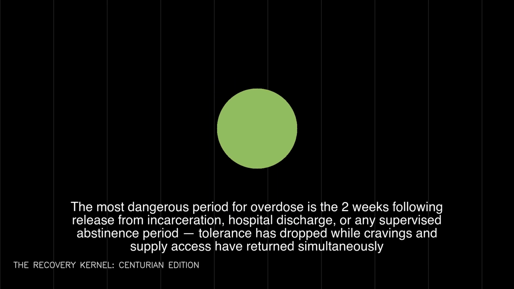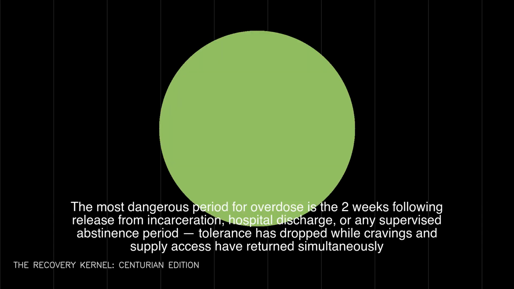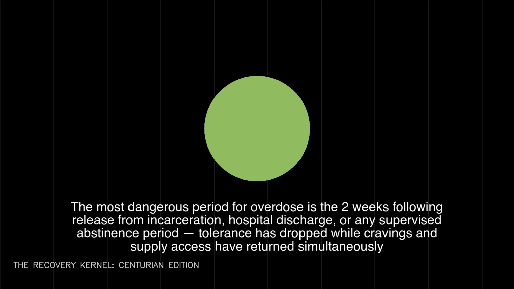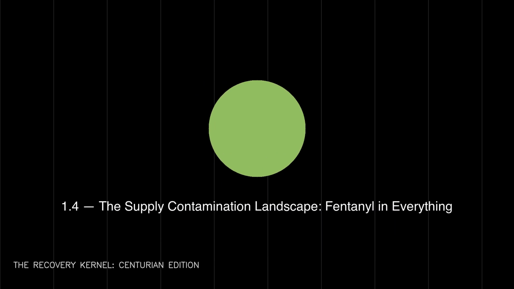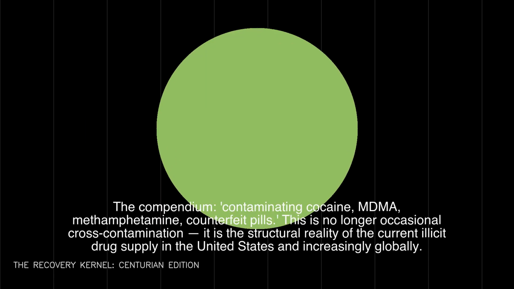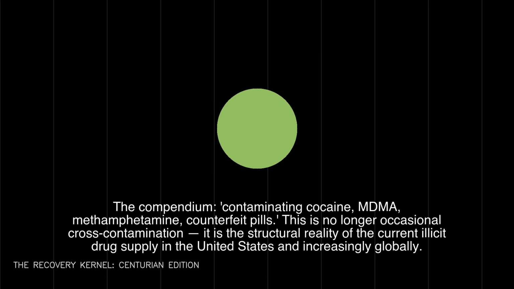1.4. The supply contamination landscape: fentanyl in everything. The compendium: contaminating cocaine, MDMA, methamphetamine, counterfeit pills. This is no longer occasional cross-contamination, it is the structural reality of the current illicit drug supply in the United States and increasingly globally. Section 2, Your Genomic Blueprint.